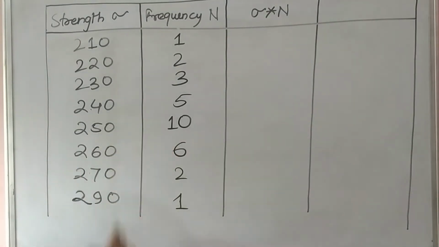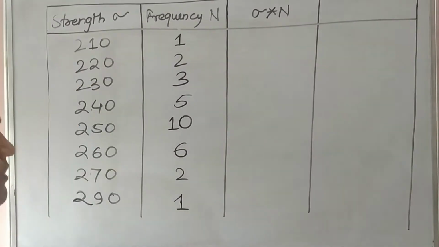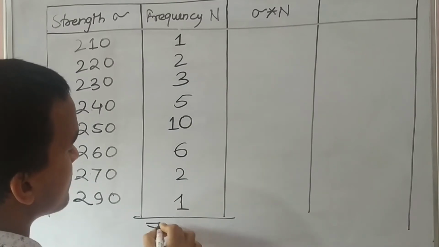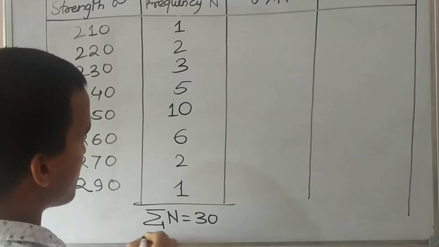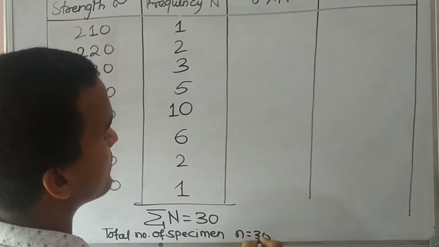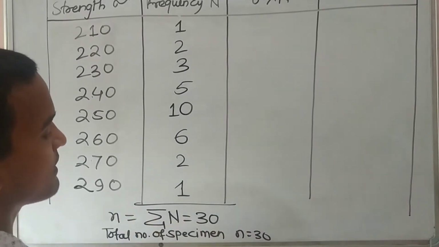So in this column we have written the frequency, that is the number of times that these data are appearing, and also you can check it by summing all the frequencies. Sigma capital N should be equal to 30, and we know that total number of specimens N is equal to 30. So N is also equal to summation of total N values equal to 30.